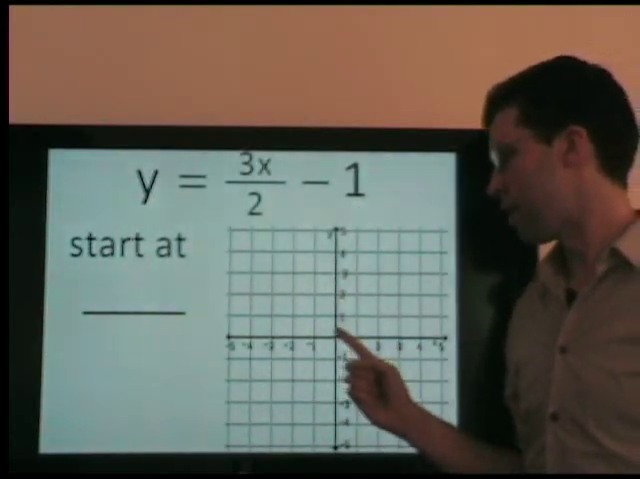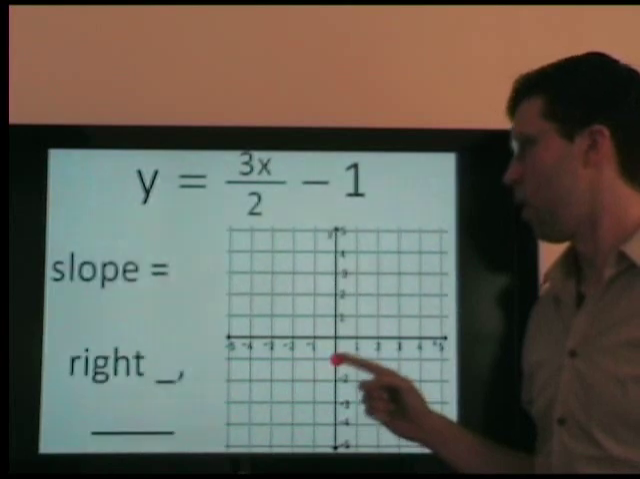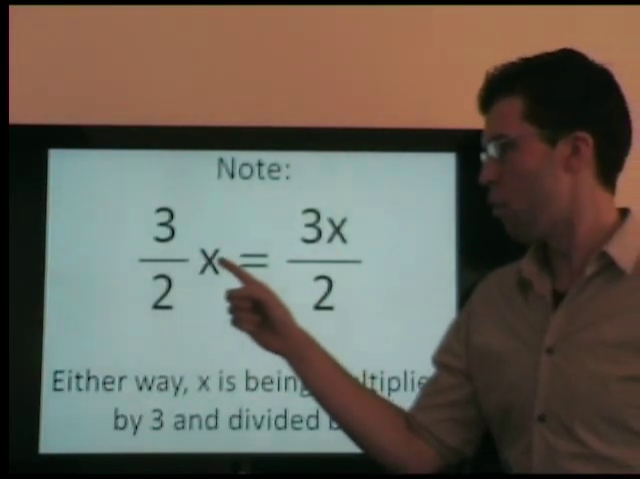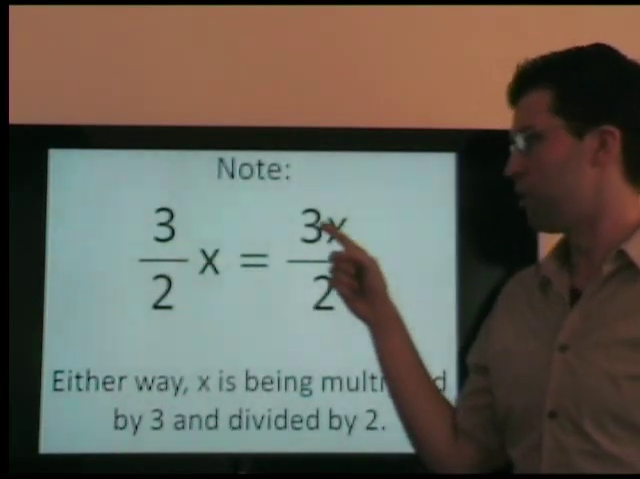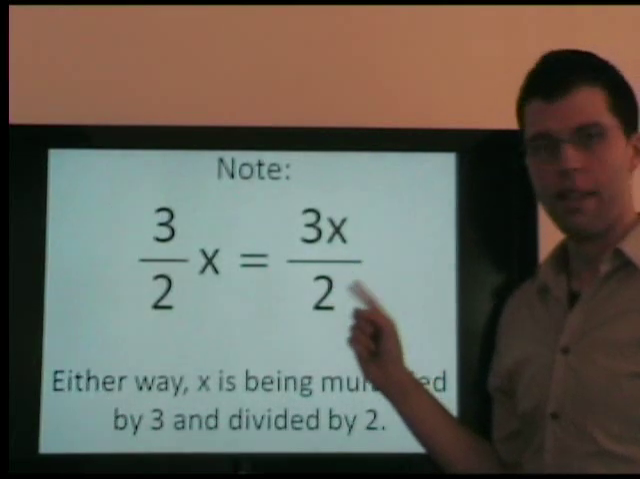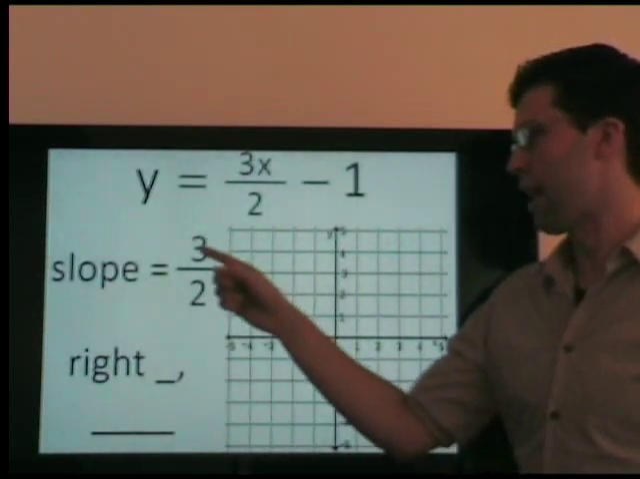Where do we start? Not 0, 0, but 1 down from there. So 0, negative 1. What's the slope? Well, let's think about this. It doesn't matter where the x is written. In each case, x is being multiplied by 3 and divided by 2. So even though it's in this form, this is the same as saying x times 3/2. So our slope is just 3/2.